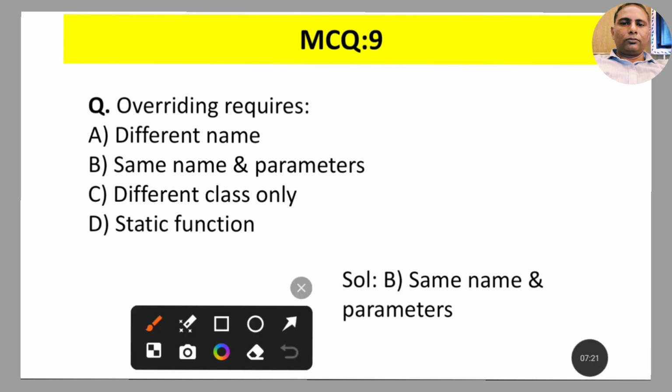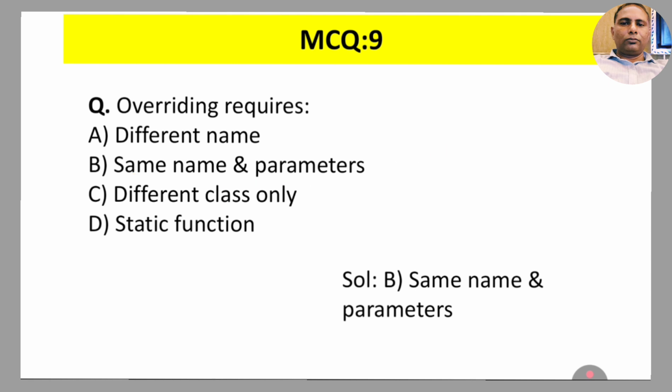Now, what does overriding require? The options are: different name, same name and parameters, different class only, static function. In case of overriding, we have seen that there should be the same signature, meaning the same name and the same parameters. So option B should be the correct answer for this question.